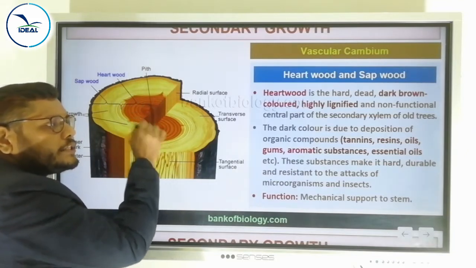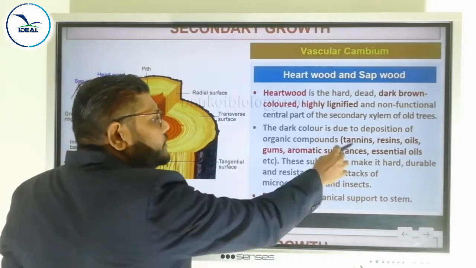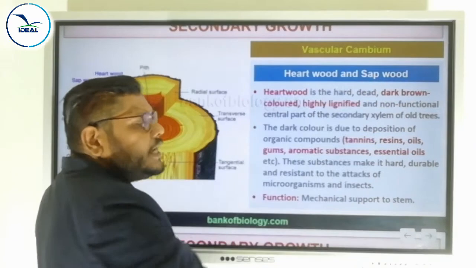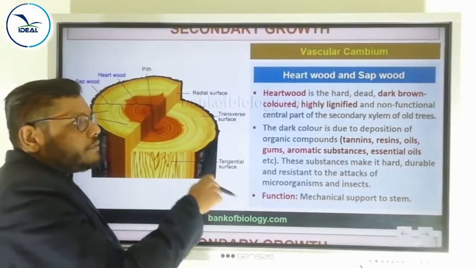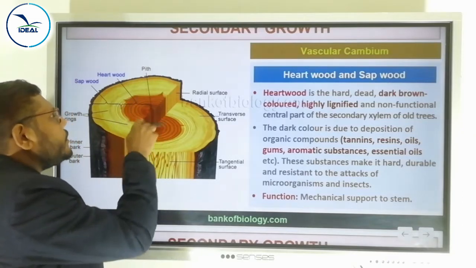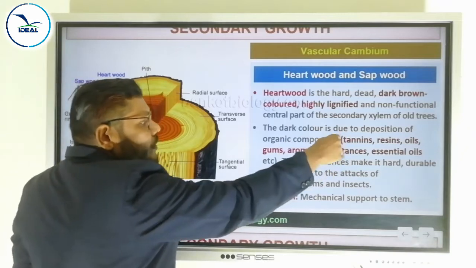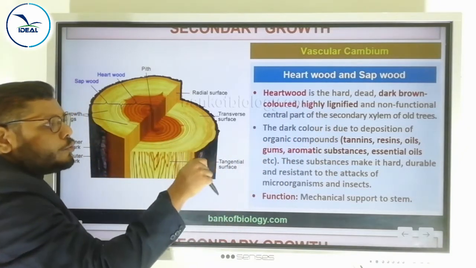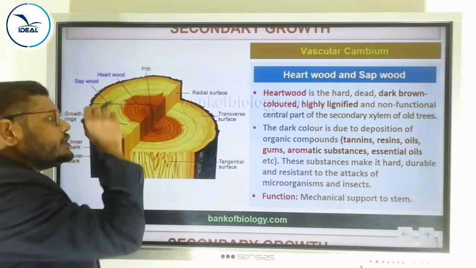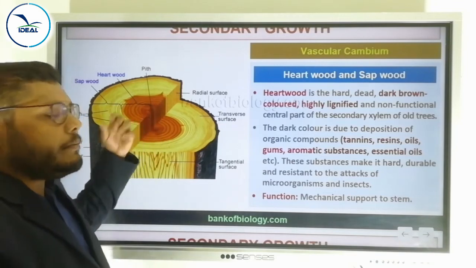This dark color is due to the deposition of organic compounds. What are the organic compounds? Tannins, resins, oil gums, aromatic substances, essential oil, etc. Because of the deposition of these organic compounds, the central part of the heartwood is dark in color. These compounds help make the wood hard. At the same time, it is durable and resistant to attack by microorganisms and insects.